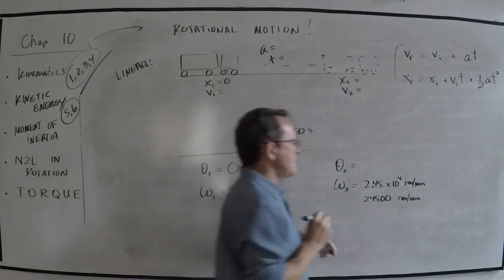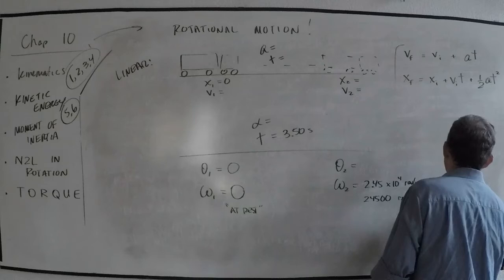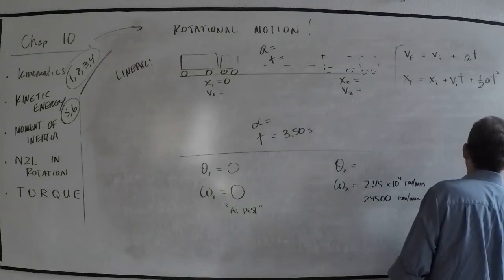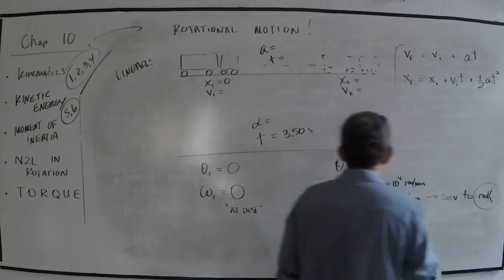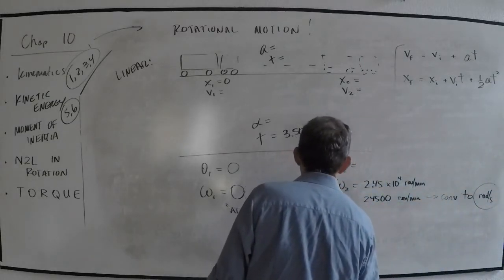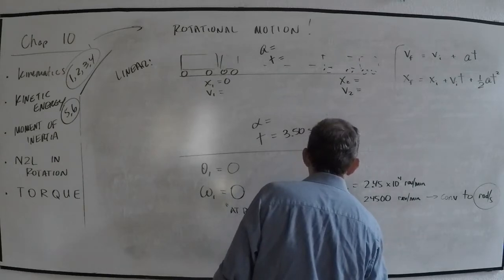But we need radians per second. So you're going to have to convert to radians per second. How do you do that? 24,500 revolutions per minute.